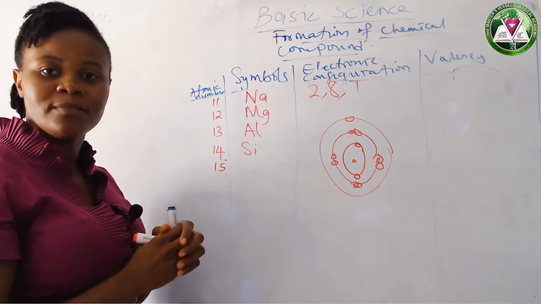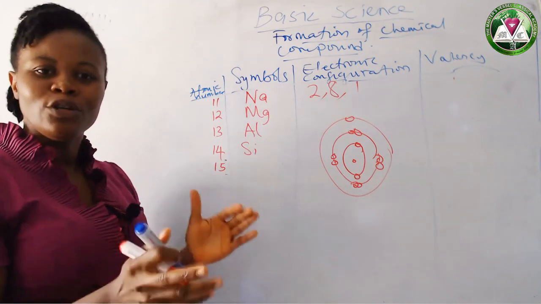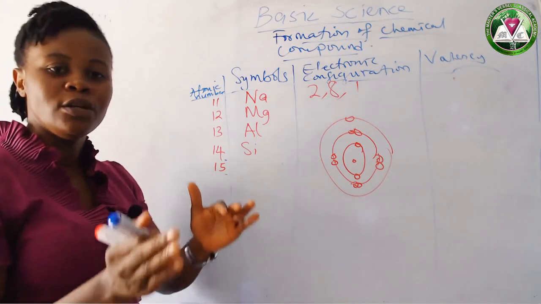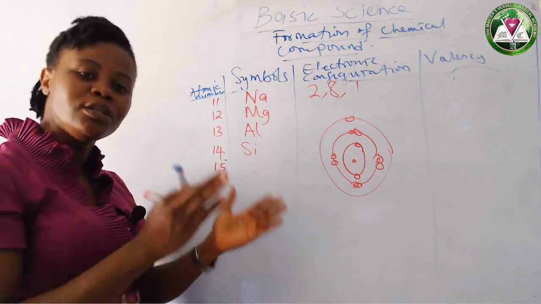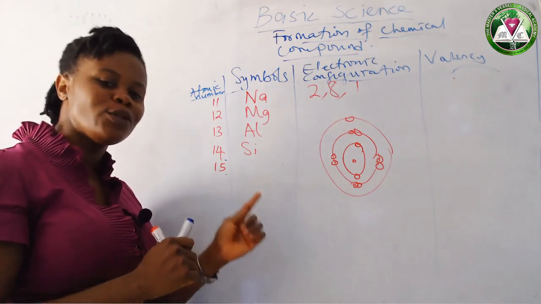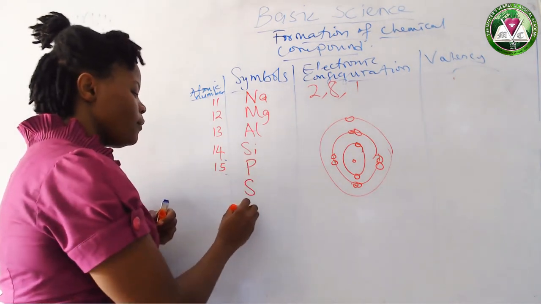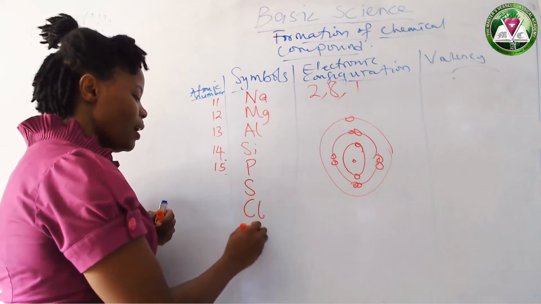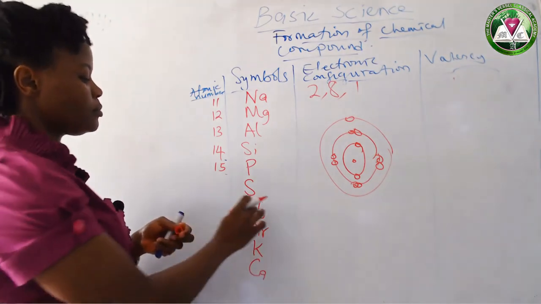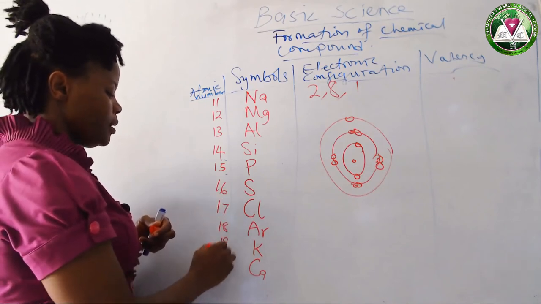Which one comes first? If you have forgotten it, I want you to quickly sing that song again. Hydrogen, helium, lithium, beryllium, boron, carbon, nitrogen, oxygen, fluorine, sodium, magnesium, aluminium, silicon. What after silicon? Phosphorus, not sulfur. So you write phosphorus before sulfur, okay? Phosphorus, sulfur, chlorine, argon, potassium, calcium. Number 16, 17, 18, 19, and 20.